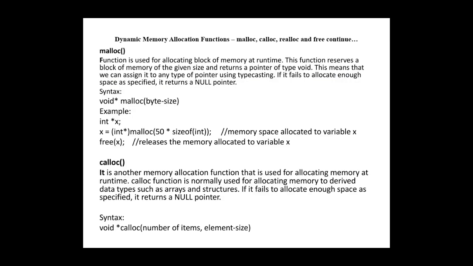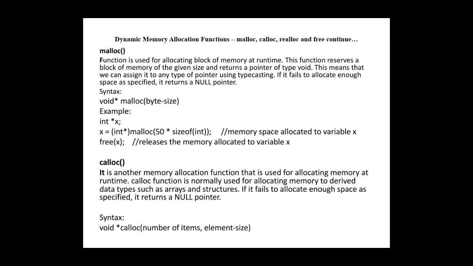So let's start with the malloc function. Here is the syntax for the malloc function: malloc(byte size), and the return type is void star. The malloc function will reserve the size specified through the argument as byte size, and it returns the void pointer. An example is int star x equals int star malloc(50 into sizeof(int)). Because the size of int is 2 bytes, 50 into 2, that is 100.